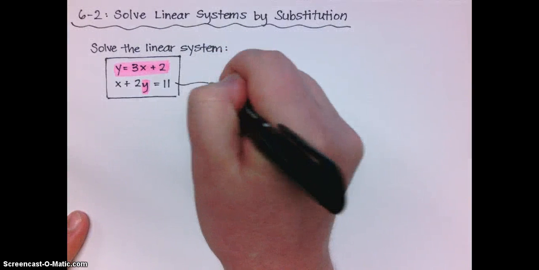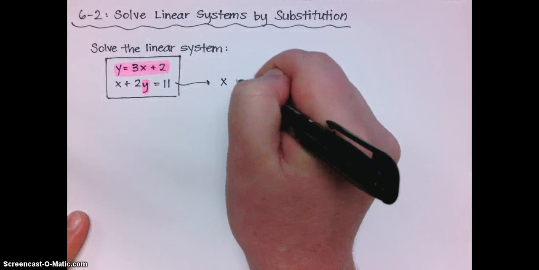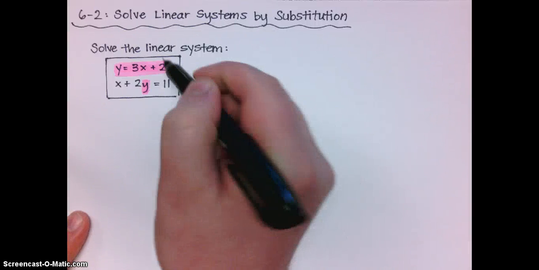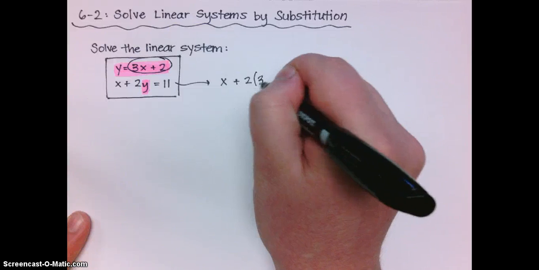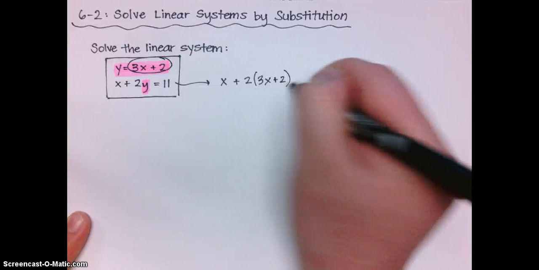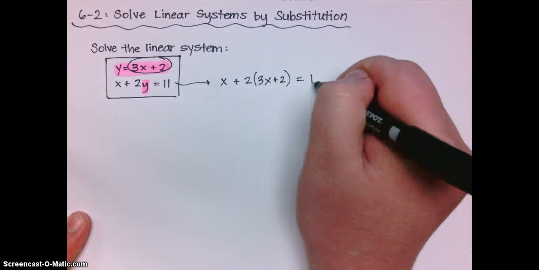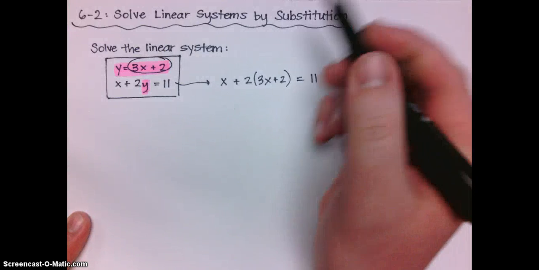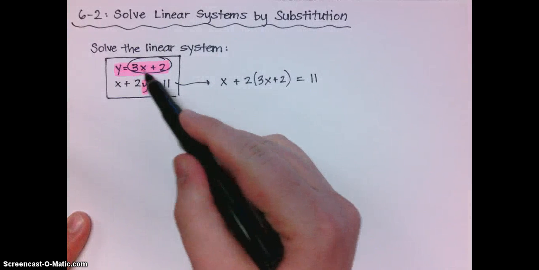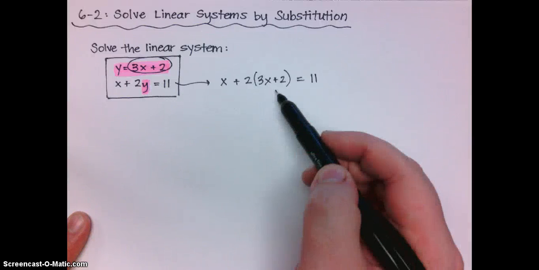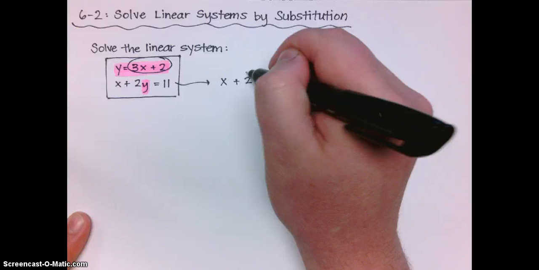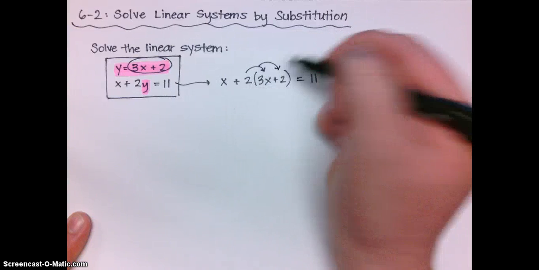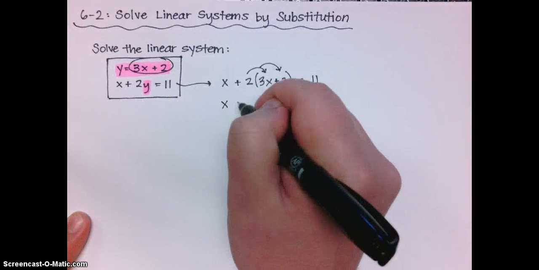So from here, I'm going to rewrite it x plus 2, and now I'm going to input the 3x plus 2 in place of the y, and that is equal to 11. So do you see what I did? I put what this y was equal to, and I replaced it where the y was, which is 3x plus 2. And then from there, you're just going to finish working it out to get the x all by itself.